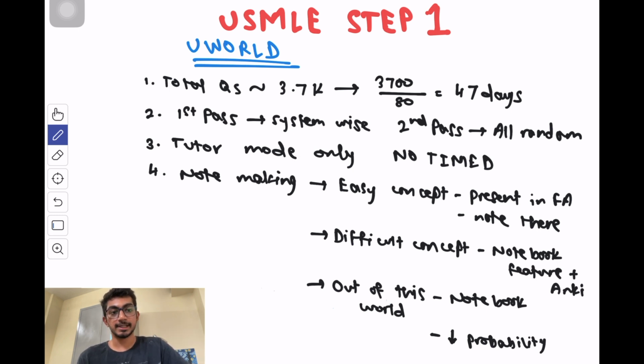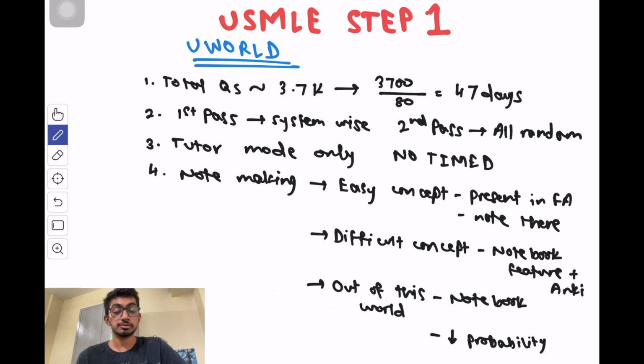Which brings me to my next point, which is note making. So if it's an easy concept and you probably forgot it, you can write it in your First Aid, or you can just highlight it in your First Aid. And if it's a difficult concept or something that you've seen for the first time in the UWorld question bank, you can use the notebook feature on UWorld and also make an Anki flashcard so that you can have spaced repetition planned for it.